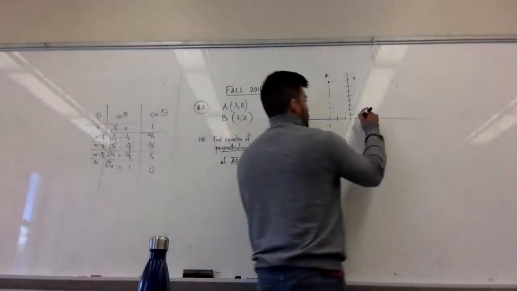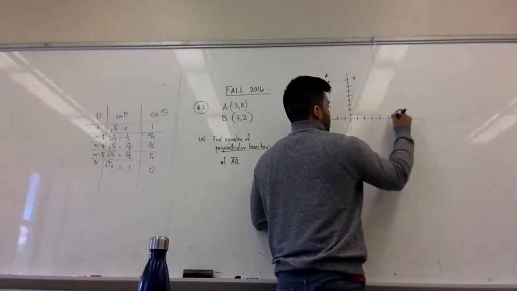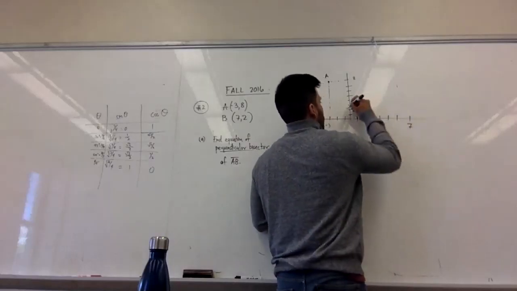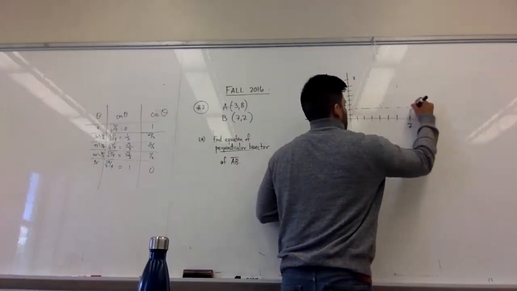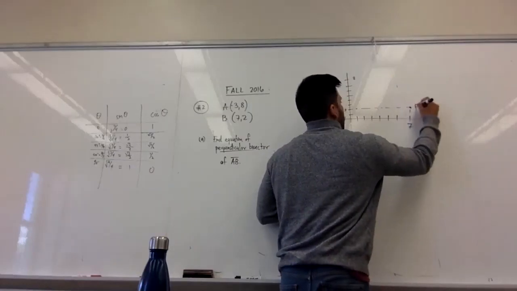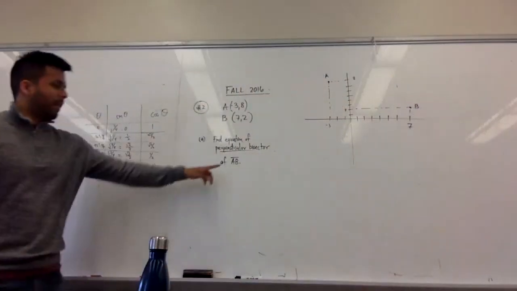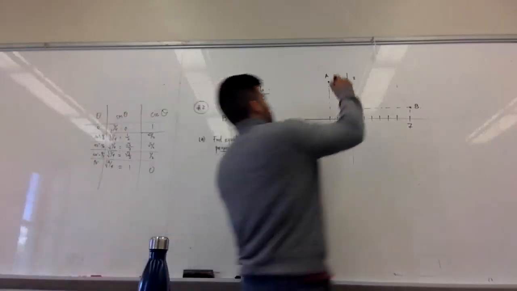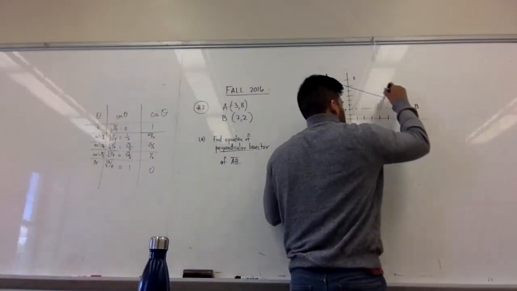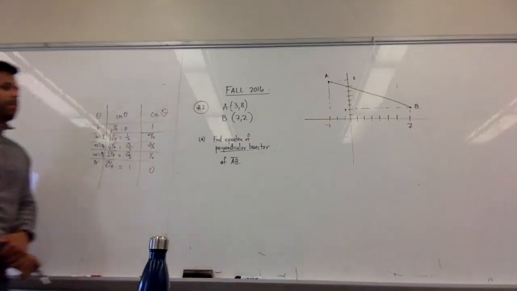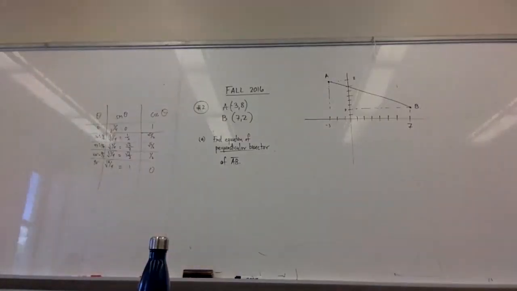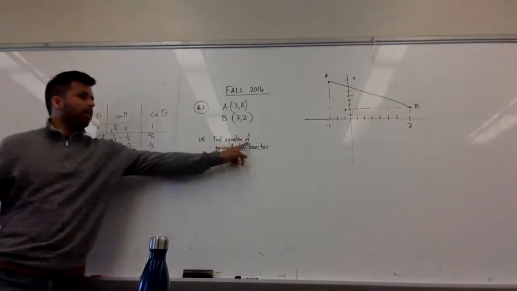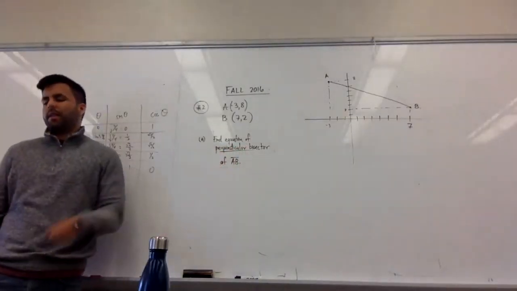So 7, 2 is 1, 2, 3, 4, 5, 6, 7. This is 2 right here. And then this would be this point here. This is B. And what's the line segment A to B? It's just a line that connects A to B. That's my line segment AB. Connect A to B. Now, what do I want to find? I want to find the equation of its perpendicular bisector.